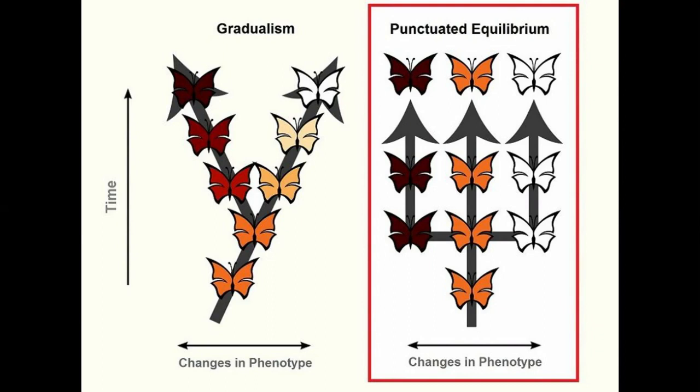So today we are going to be looking at punctuated equilibrium and gradualism. We are going to compare the two and see where they differ.